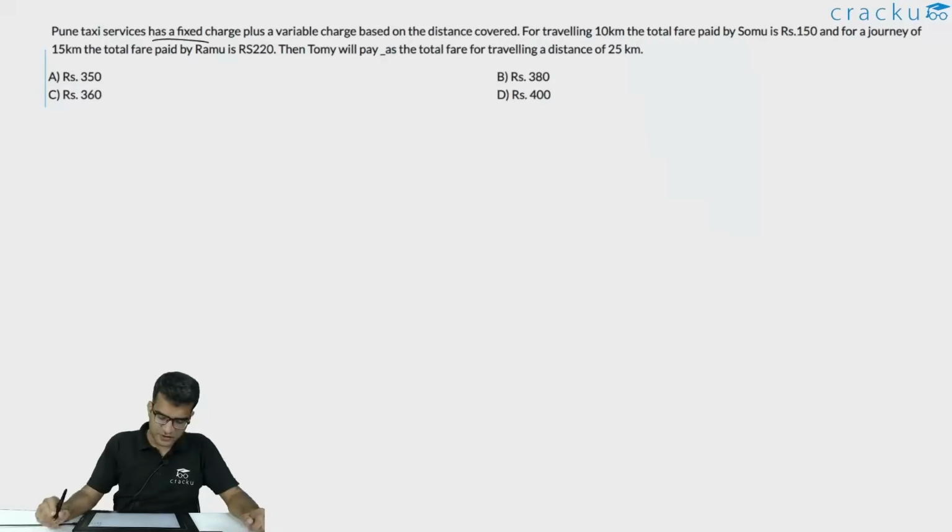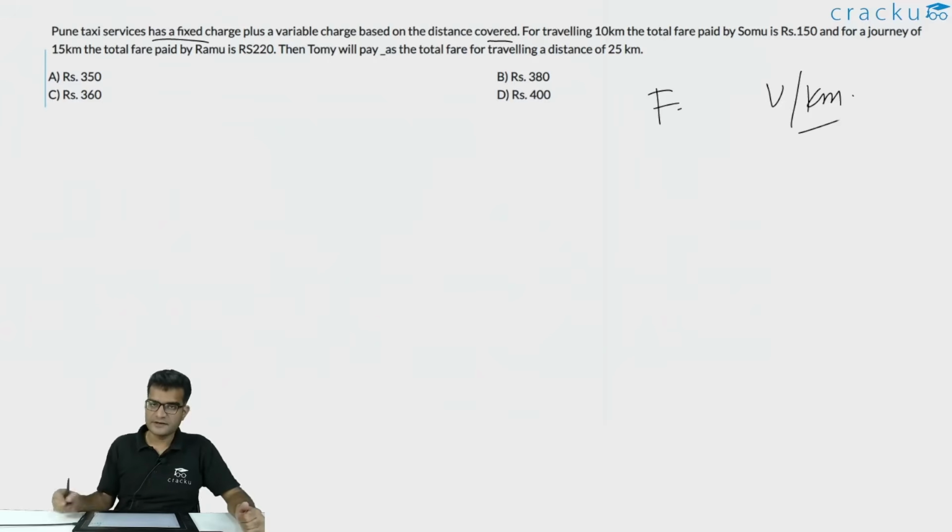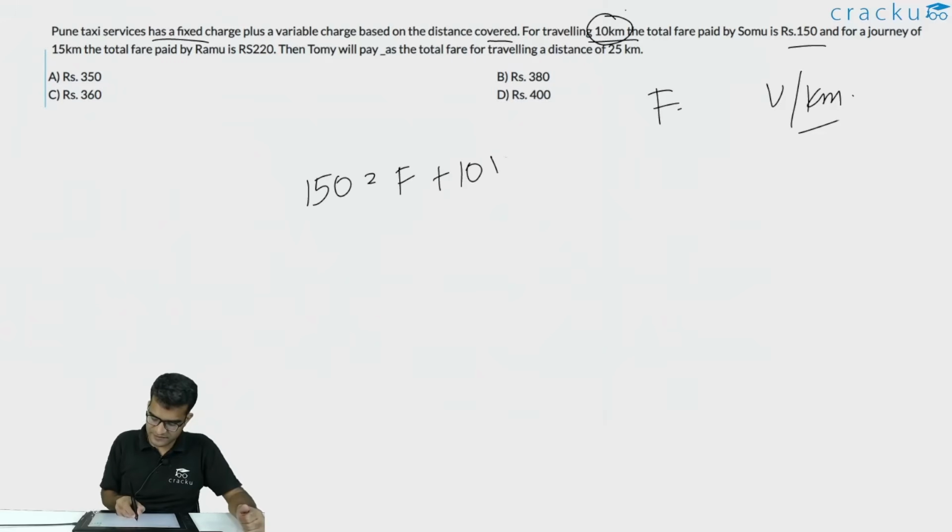In this question, we are told that Pune taxi services have a fixed charge as well as a variable charge for the distance covered. Let us assume that the fixed charge is F and the variable charge is say V per kilometer. Now, for traveling a total of 10 kilometers, the fare paid is 150 rupees. So this would imply that 150 is equal to F plus what is the distance? 10 kilometers. So this is 10V.